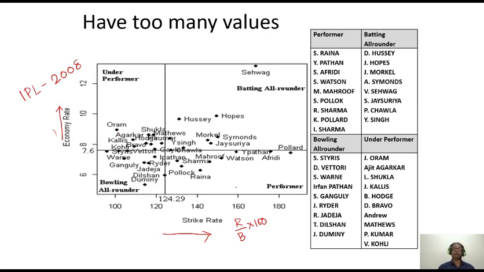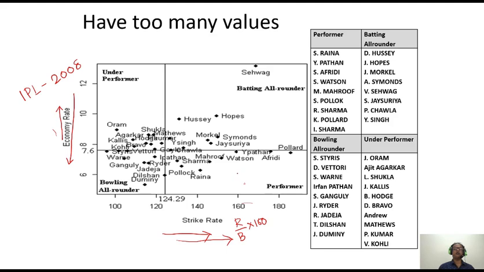Now, what do we want? We want a bowler to be very good, that means his economy rate should be low. But when he goes for batting, he should have a high strike rate, the ideal situation. That means he scores runs at a very high pace. So the strike rate should be high. As you move from this side to this side, the strike rate increases. And as you move from top to bottom, the economy rate decreases. So traditionally, I want a high strike rate and a low economy rate.